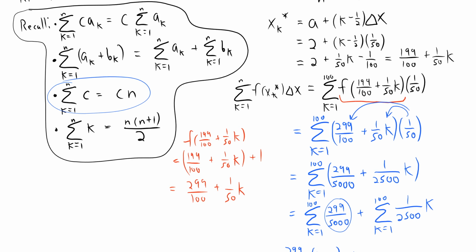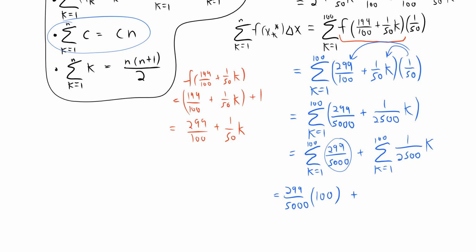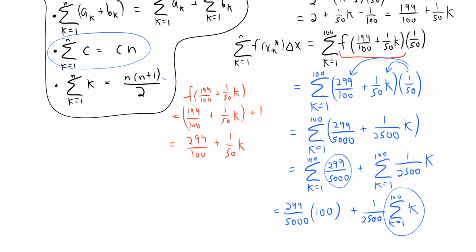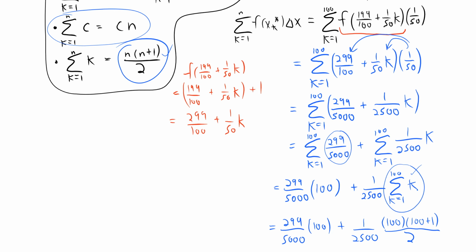On the other side, it's not quite as straightforward. The 1 over 2500 is multiplying something that is changing as k changes, but that makes 1 over 2500 a constant multiplier within a summation input. What we're allowed to do with constant multipliers is pull out the 1 over 2500, giving us the sum from k equals 1 to 100 of k. Now, here's where that individual property that we proved during class yesterday becomes important. We know that the sum from k equals 1 to n of k is n times n plus 1 over 2. In our case, the upper n value is 100. So we end up with 299 over 5,000 times 100 plus 1 over 2,500 times 100 times 100 plus 1 over 2. That's what this property tells us: 100 times 101 over 2.